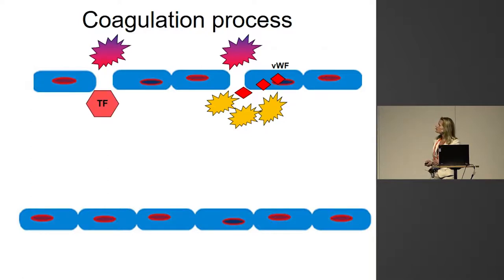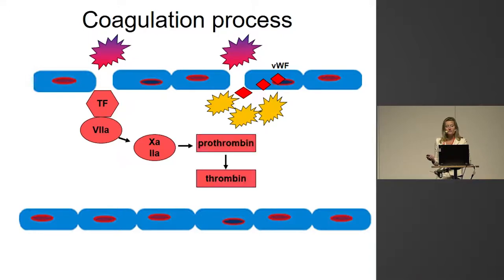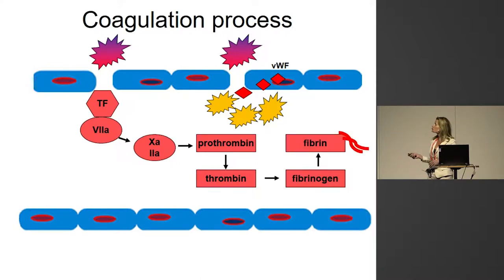So something else needs to happen, and that is the expression of tissue factor. And tissue factor activates the coagulation factors. And activated coagulation factors, in their turn, produce thrombin. And thrombin ensures the conversion of fibrinogen into fibrin. And fibrin, that is what we need. Fibrin is the thread that helps the platelets to make a very firm and stable clot. So that's the coagulation process. It's really quite simple. What happens in sepsis?